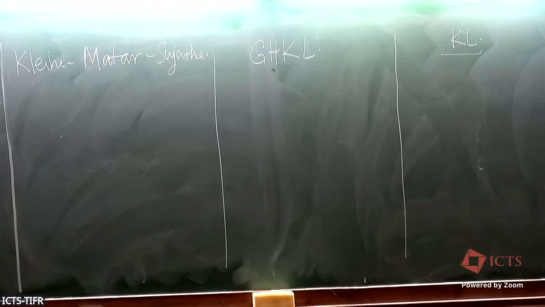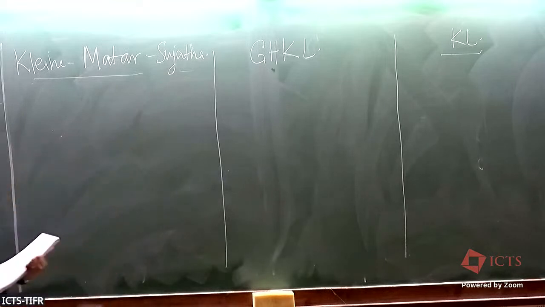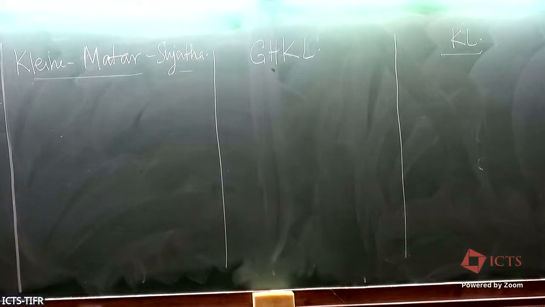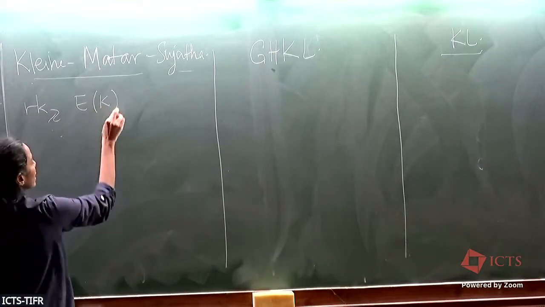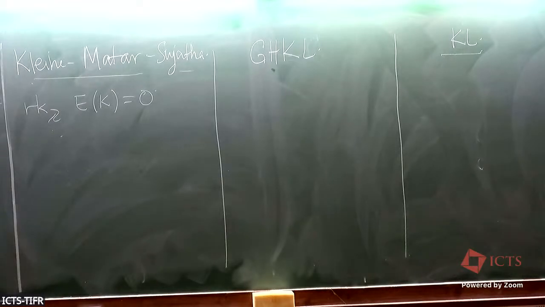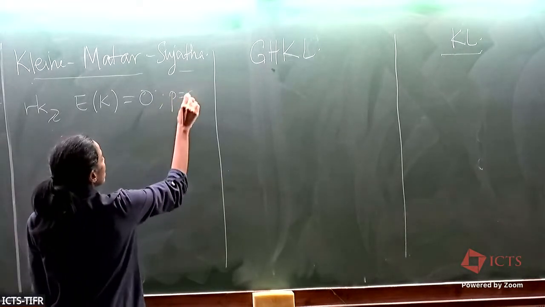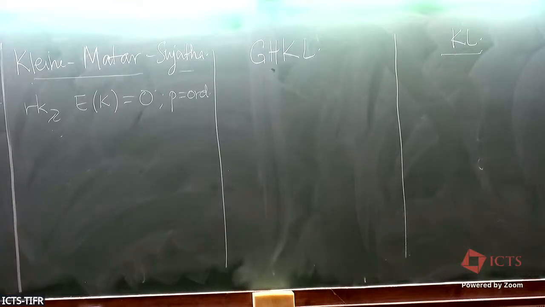So it's always very scary to talk about results of people who are in the audience, but this is what I understand from their paper. This is the setting in which they can prove Mazur's growth number conjecture. So if the rank of the elliptic curve over K is 0 and p is ordinary, then they show that Mazur's growth number conjecture is true.